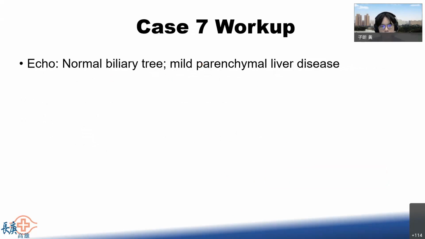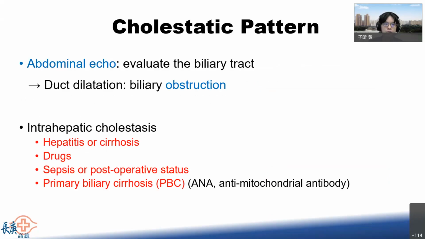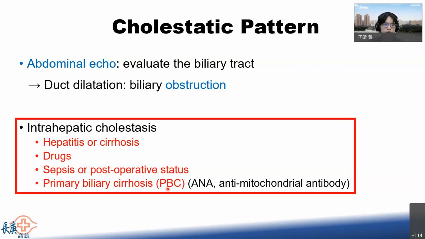Okay, so the biliary tree is normal. This is not like the previous two cases where you see a dilated biliary tree and you try to find a level of obstruction. This is not the same. So what is the other area that we need to make further differential diagnosis on? Intrahepatic cholestasis or hepatic injury. So you need to work up further such as hepatitis, cirrhosis, drugs, or sepsis or post-operative status, PBC, primary biliary cholangitis, and how do you diagnose this? How do you diagnose this? This is by ANA and anti-mitochondrial antibody, AMA.